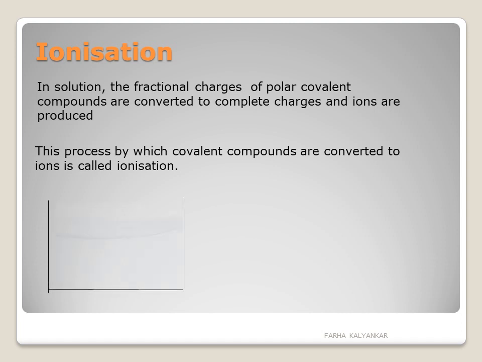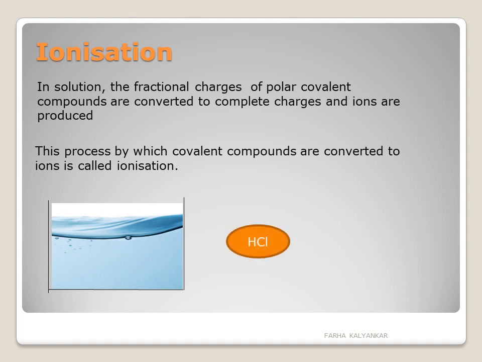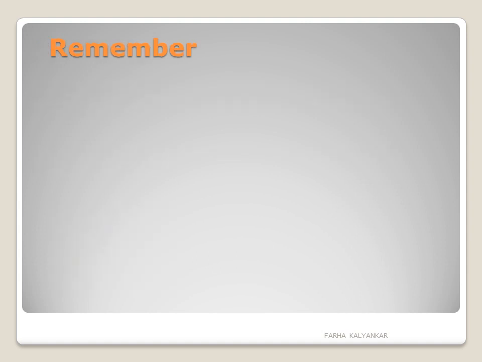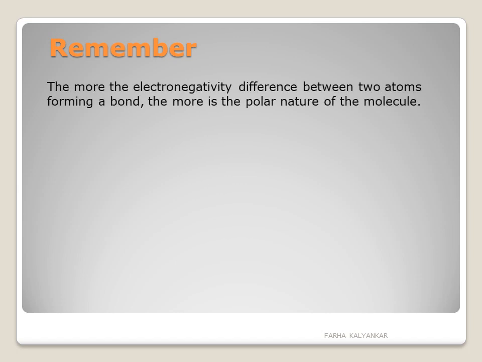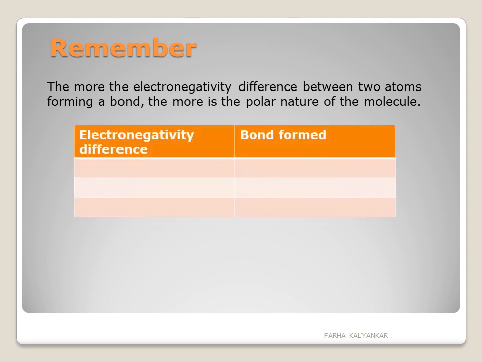For example, if I take a polar compound HCl and dissolve it in water, I have the formation of hydrogen and chloride ions respectively in water. Remember, the more the electronegativity difference between two atoms forming a bond, the more is the polar nature of the molecule. Let us summarize the bond formed with respect to the electronegativity difference between the combining atoms.